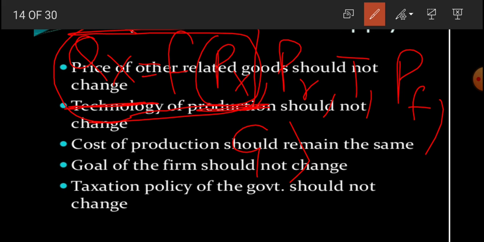There is a definite relationship between the price of the commodity and its supply. Now what about the other factors? Other factors means the other determinants. Other things remaining constant means the price of related goods should not change, the technology of production should not change, the cost of production, that is the price of factors of production, should not change, and the goal of the firm should not change.